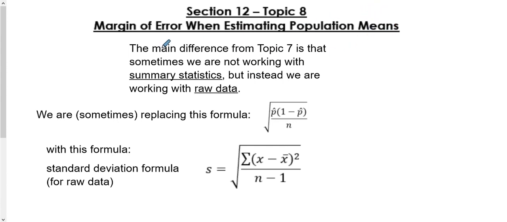One of the main differences from topic 7 is that we've been working with summary statistics. We haven't been talking about the individual raw data. Sometimes we have to work with the raw data. So sometimes we're going to replace this with this, and this is going to give us the standard deviation.